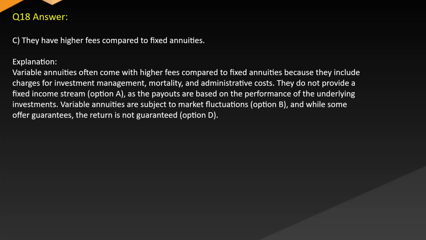Answer C. They have higher fees compared to fixed annuities. Explanation. Variable annuities often come with higher fees compared to fixed annuities because they include charges for investment management, mortality, and administrative costs. They do not provide a fixed income stream, option A, as the payouts are based on the performance of the underlying investments.